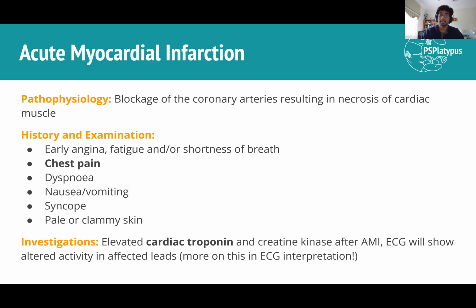Our gold standard investigation for an AMI is cardiac troponin. That particular marker is quite specific to MIs. We can also look at things like creatine kinase, and I think to a degree C-reactive protein, but those aren't quite as specific for AMIs. And when we go through ECG, you'll be able to see how we can use the ECG to figure out where in the heart the AMI has happened, so which tissue is affected.